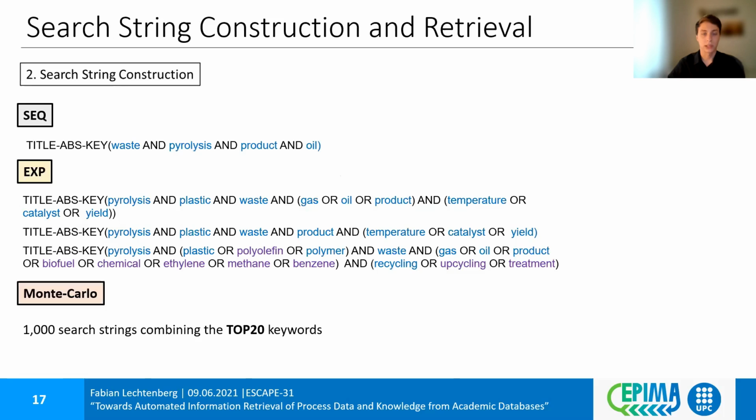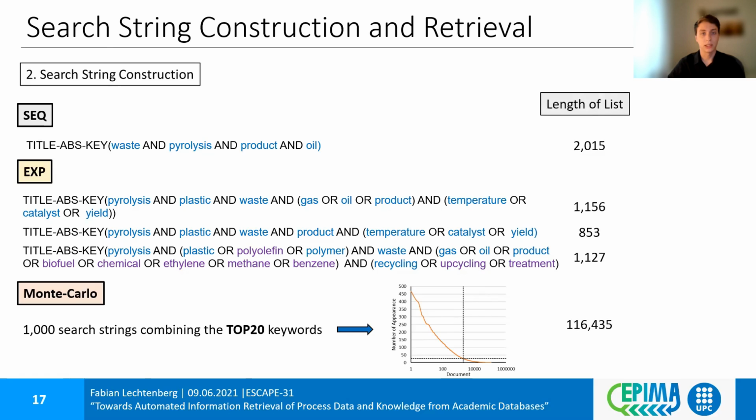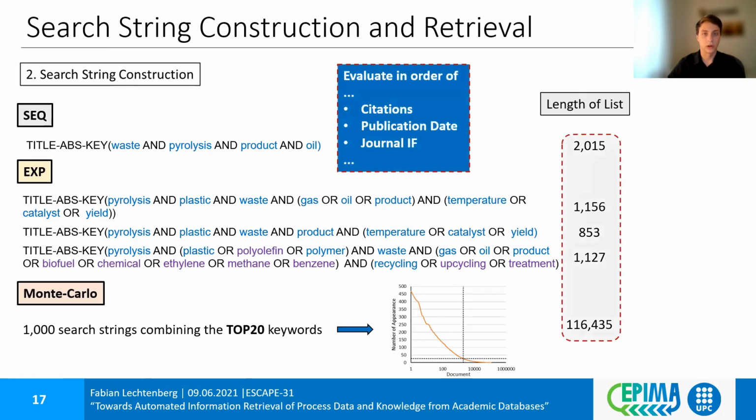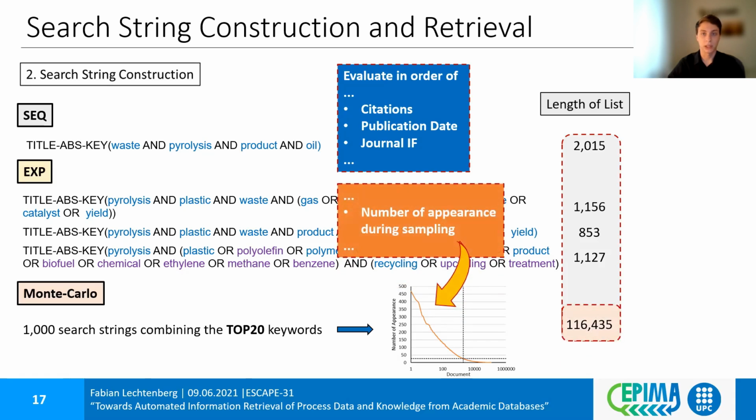Here you can see the search strings resulting from the sequential method, 3 strings composed by experts, and the Monte Carlo method has been applied with 1,000 iterations, meaning 1,000 different search strings. This is the distribution of document appearances in those iterations, and we can see that the top document appeared almost in every second search. These are the length of the resulting lists, and the Monte Carlo method yields a list with 116,000 entries. As I mentioned before, the sequential and expert results could be screened in order of some metadata like citations or publication date, and the Monte Carlo method yields a pre-ranked list that can be screened in order of appearance.